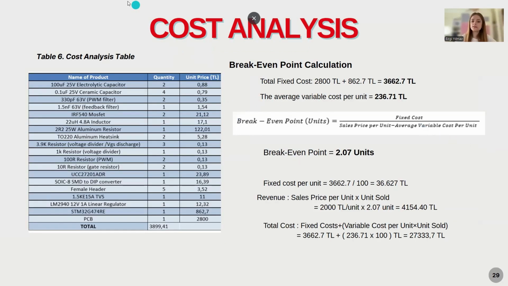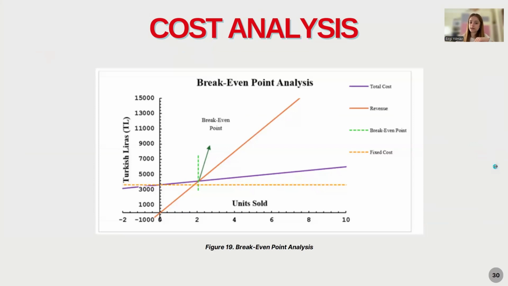Hello, I'm Ezgi. I will briefly present the cost analysis of our project. Our total fixed cost is approximately 3,600 Turkish liras, including PCB design and microcontroller. The average variable cost per unit is approximately 230 Turkish liras. With a unit sales price of 2,000 Turkish liras, the break-even point is calculated as 2.07 units, meaning the project becomes profitable after only 3 sales.